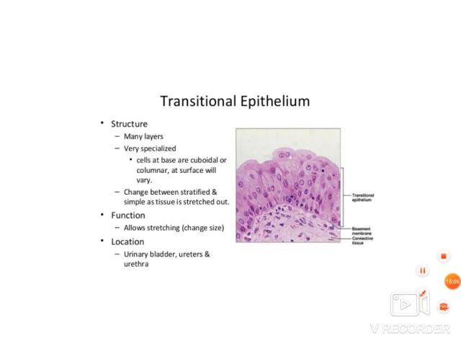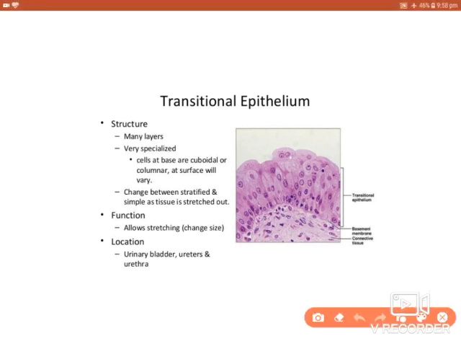Then coming to the structure of the transitional epithelium. The pelvis, calyx, ureter, urinary bladder, and the proximal part of the urethra are lined with transitional epithelium, which is also called urothelium. Here, this is the lamina propria, and this part is the basement membrane.